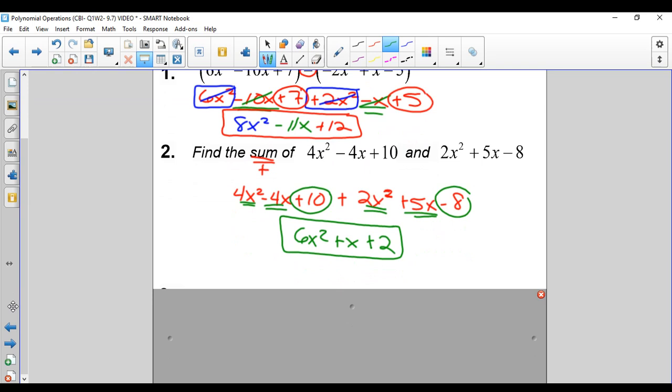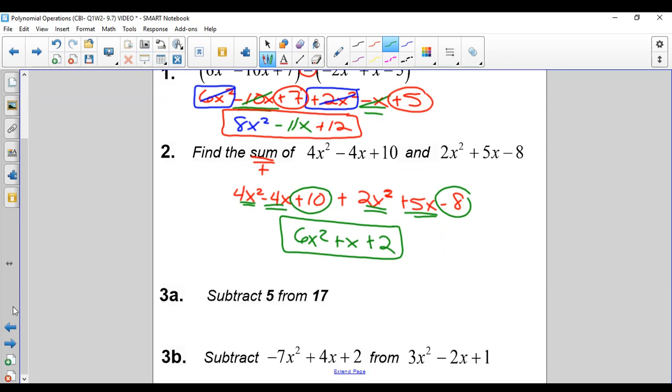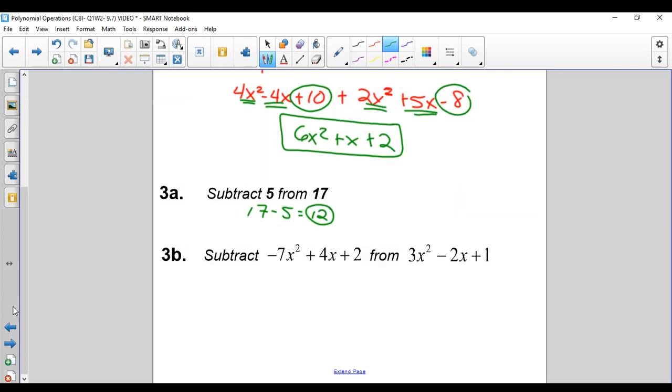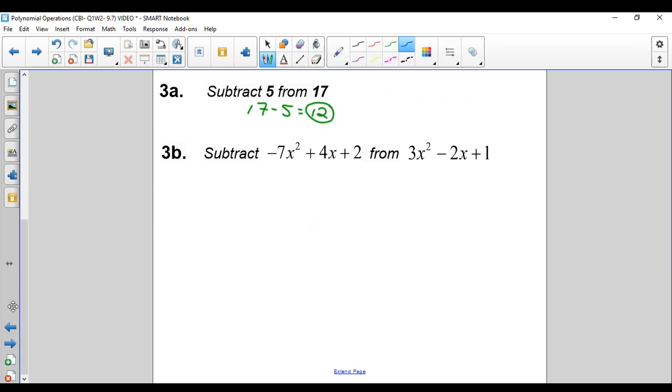Last one, similar in words, but it's subtraction. So I gave you two parts here. If I subtract 5 from 17, that actually means 17 minus 5, and that would be 12. So keep that in mind when you're dealing with this one here. If I ask you to subtract this polynomial from the other polynomial, this one actually goes first, so it'd be 3x squared minus 2x plus 1.